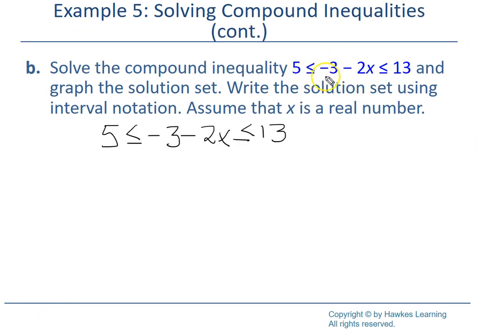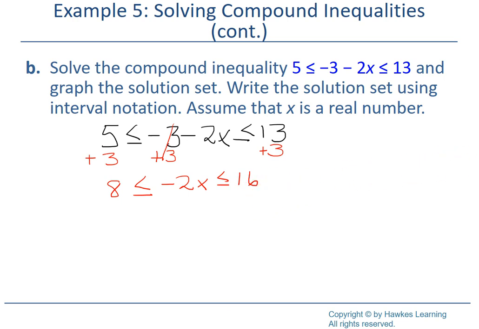Okay, I've written this one out as well. Take a moment, pause if needed to copy it down. Now again, we want to isolate the x term here, so I'll change colors again. We want to get rid of this negative 3, so we're going to add 3 here. We must do it to each part. So now this is 8 is less than or equal to negative 2x, these disappeared, is less than or equal to 16.